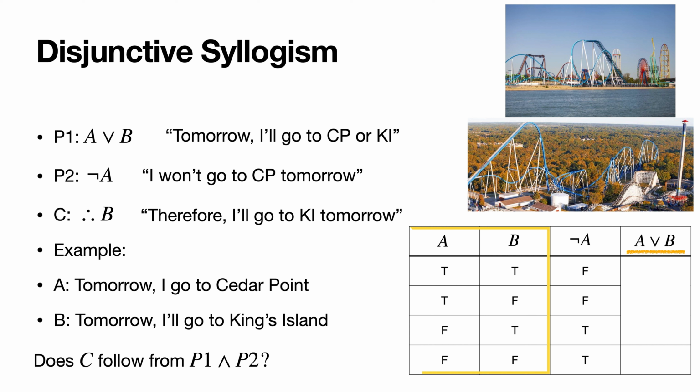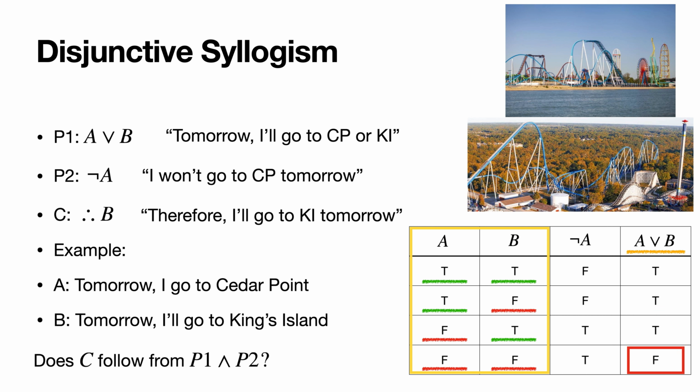And now filling out that disjunction, we're going to look at A and B together. Remember, A or B is true if either one of them is true. So whenever we see a green line in any one of those rows, we're going to go ahead and put a true. And it's false when both A and B are false. So we're going to put a false there.